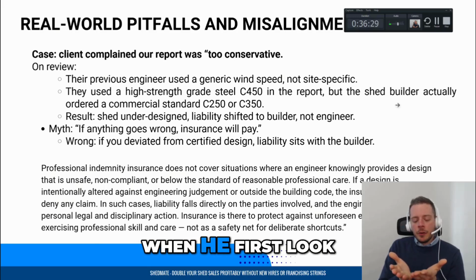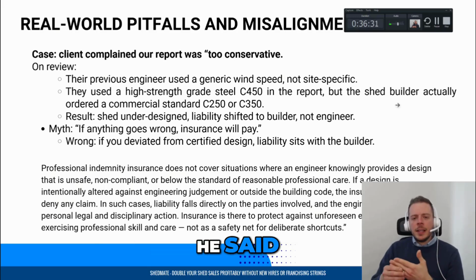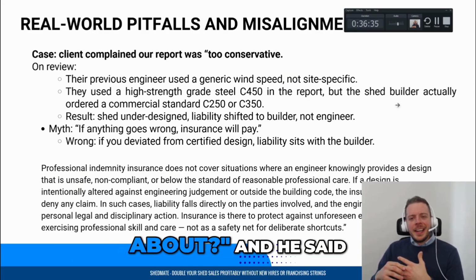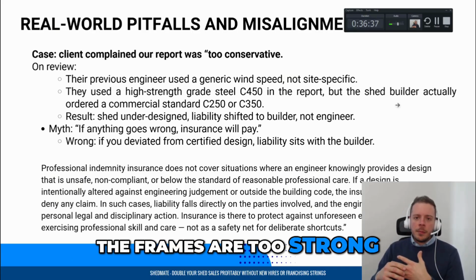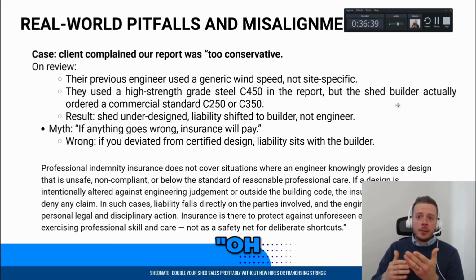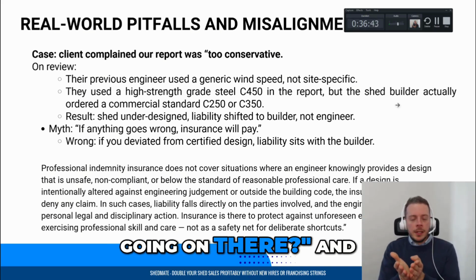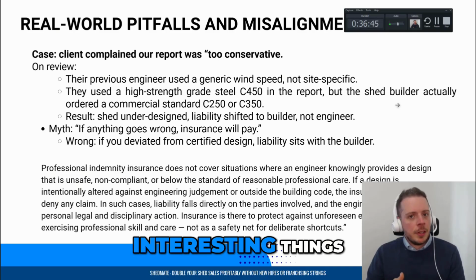And when he first looked at our reports, he said, hey, your report's too conservative. And we were like, what are you talking about? And he said, no, the frames are too strong, and so on. Then we asked him, can we actually get the report you're comparing to? Just so we can see what's going on there. And we saw a few interesting things.